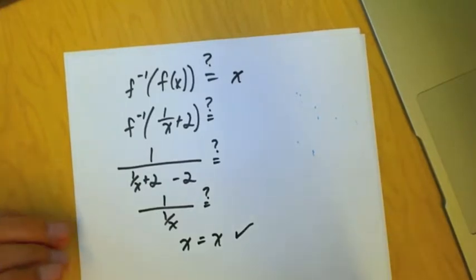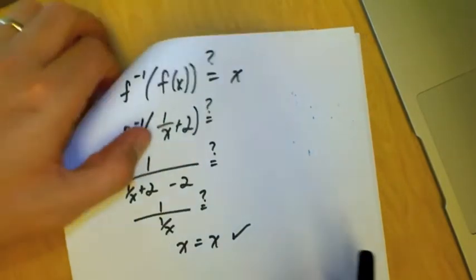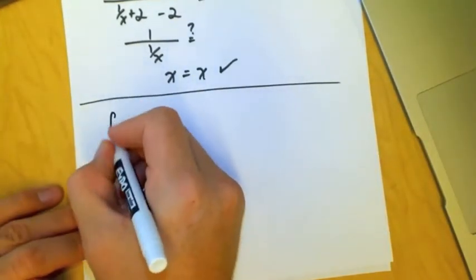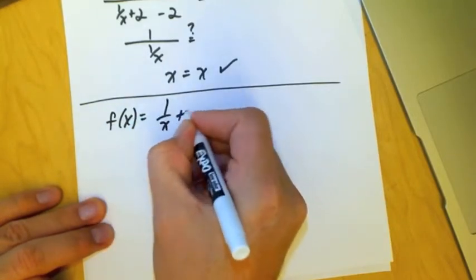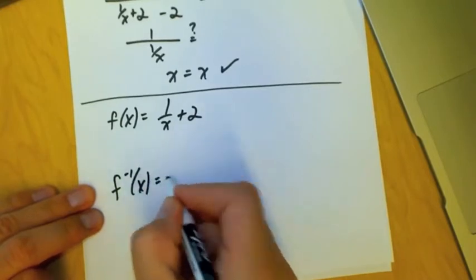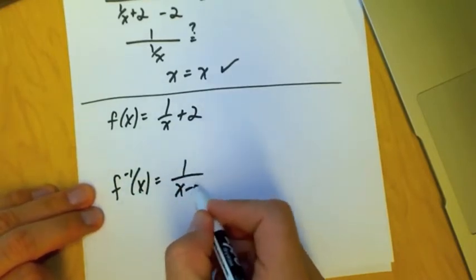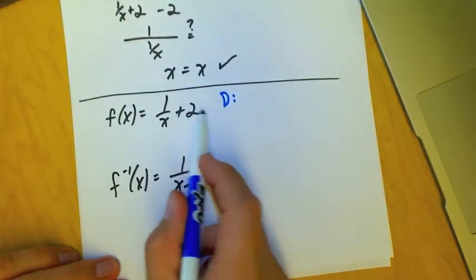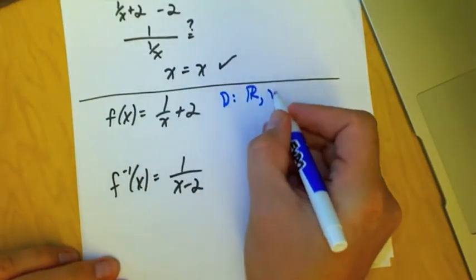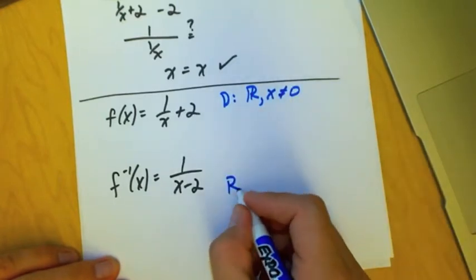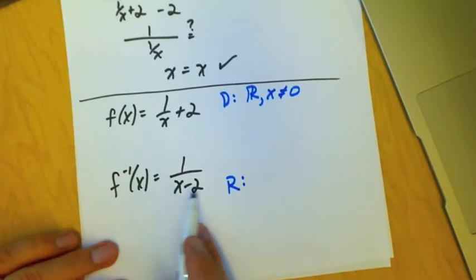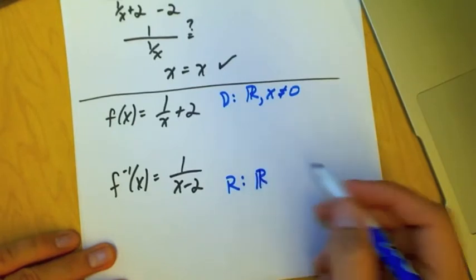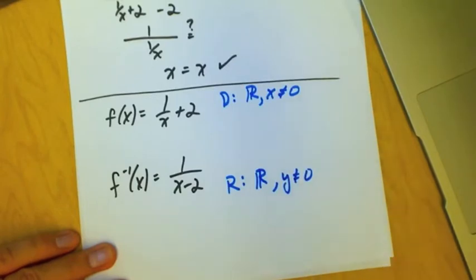Okay, now another thing we can look at is domain and range. So we'll use the same functions we've been working with for this example. Now the domain and the range on these two basically switch. So the domain for the function f is all real numbers, but x can't be 0. Now that should match the range of the inverse. So the range of the inverse is any real value, but y will not be 0.